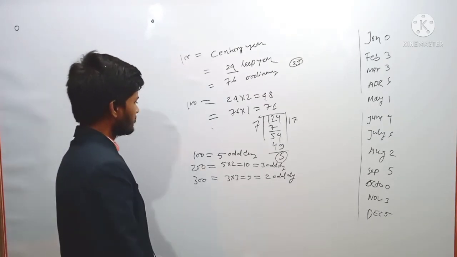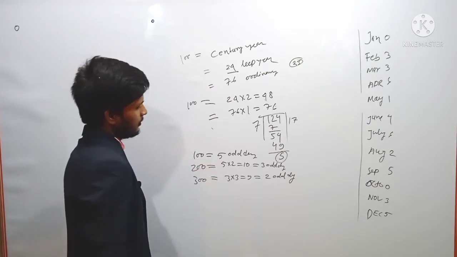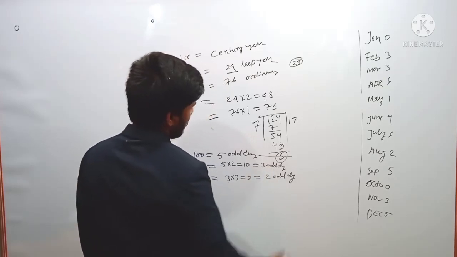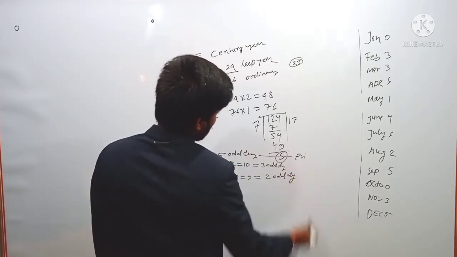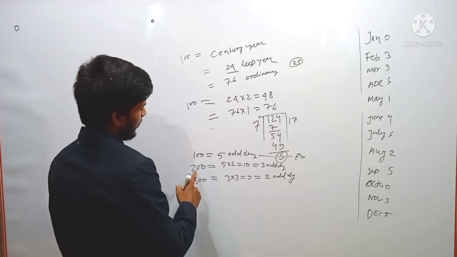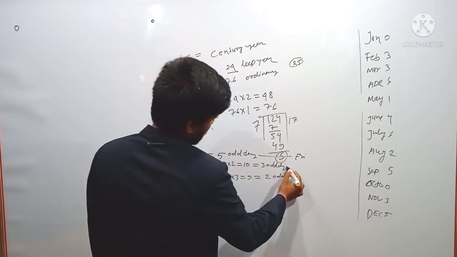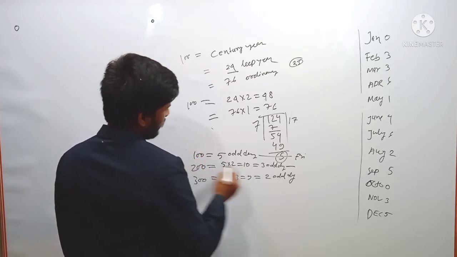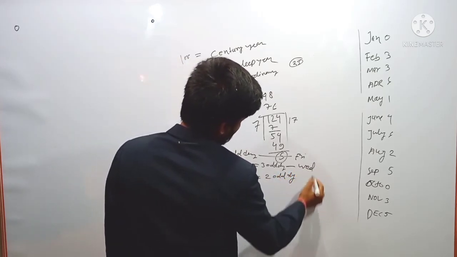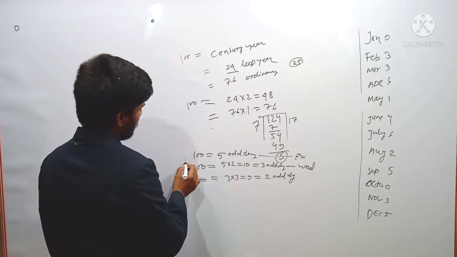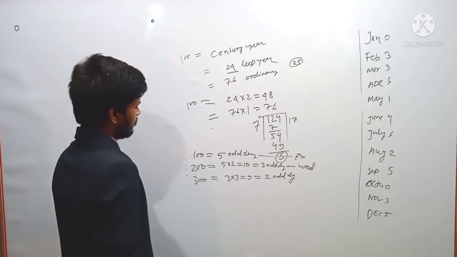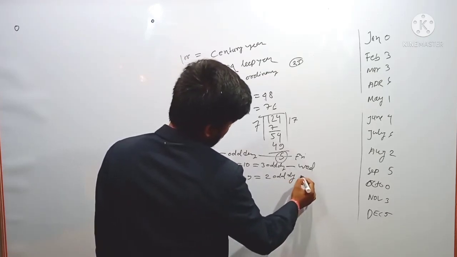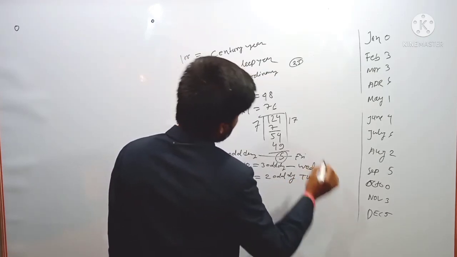Okay, so in a century year the last day will be 5, Friday. Okay, and in a double century year the last day will be Wednesday. Okay, and in 3 centuries the last day will be Tuesday.